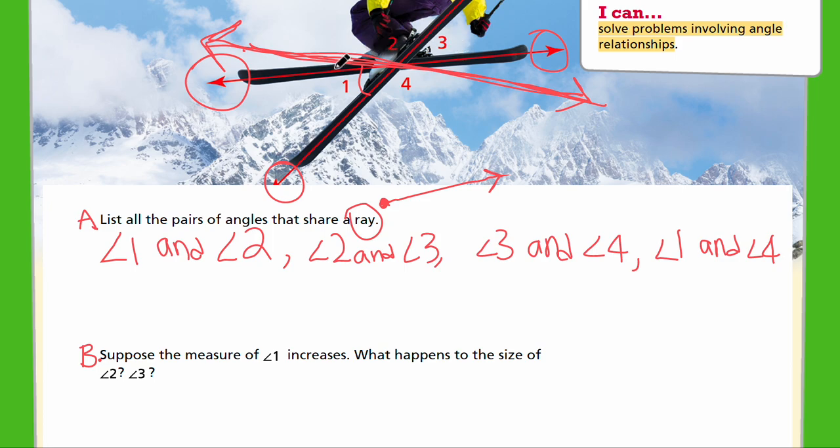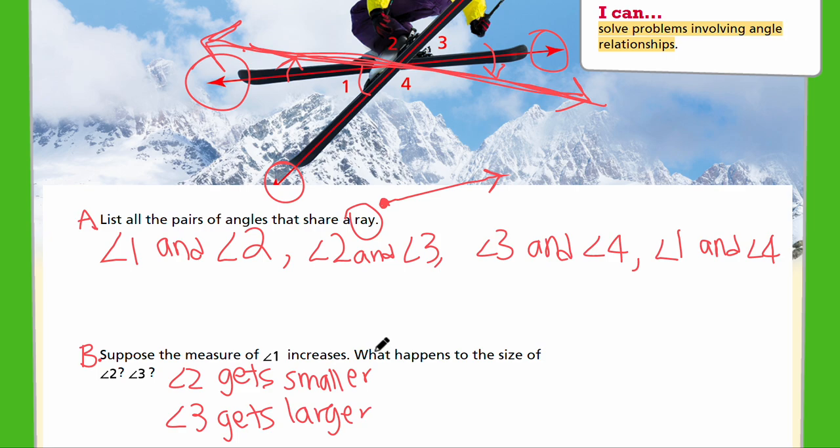Angle 2 becomes smaller, it goes that way. So angle 2 gets smaller, and angle 3 gets larger, like angle 1. So angle 2 decreases, and angle 3 increases.